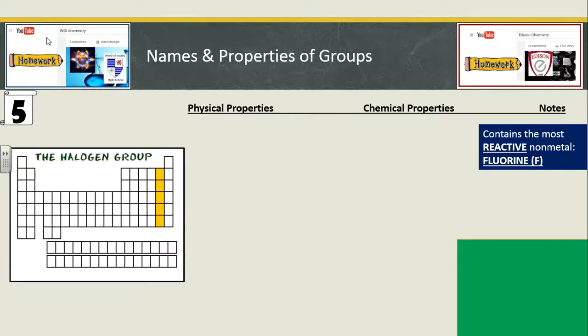And the fluorine's the top one. So notice the top nonmetal that's not a noble gas, which is this side for you guys, is fluorine. And then on the bottom left is the most reactive metal, francium. Okay? Okay, here we go.